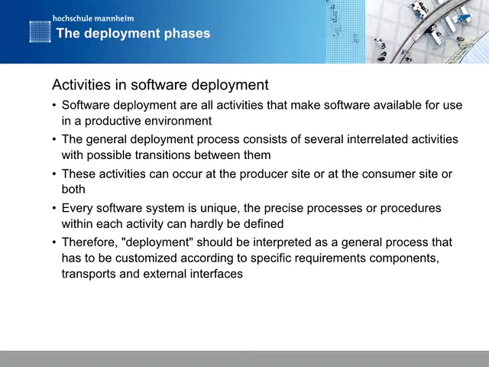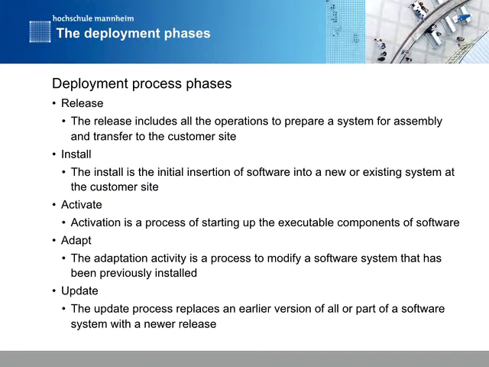So what should you do in software deployment? Software deployment are all activities that make software available for use in a productive environment. The general deployment process consists of several interrelated activities with possible transitions. Every software system is unique. The precise processes within each activity can hardly be defined. Therefore, deployment should be interpreted as a general process that has to be customized according to the specific requirements of your customer, of the software, of the tools, and so on. But there's a general guideline for what you need to do.